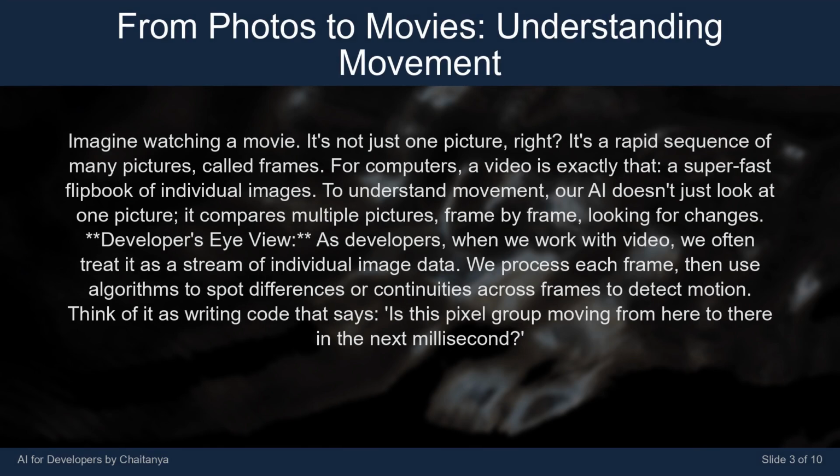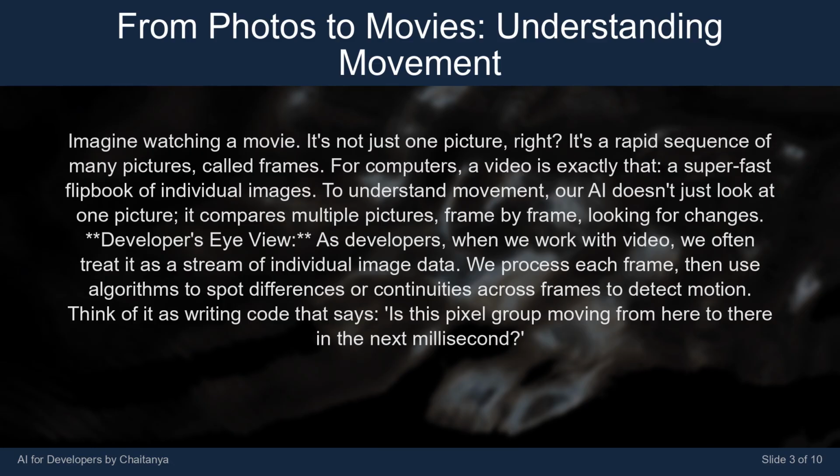Imagine watching a movie. It's not just one picture, right? It's a rapid sequence of many pictures, called frames. For computers, a video is exactly that: a super fast flipbook of individual images. To understand movement, our AI doesn't just look at one picture. It compares multiple pictures, frame by frame, looking for changes.